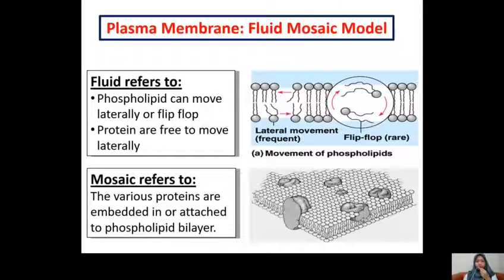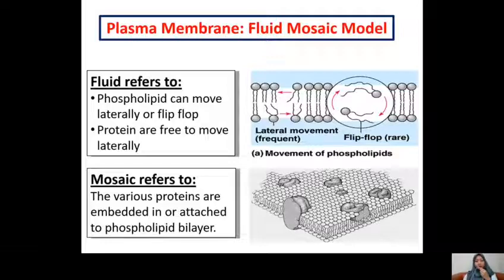Okay, to move on, there's a reason why we call it the fluid mosaic model. Based on Singer and Nicholson, the word fluid refers to the ability of the phospholipid to move laterally or flip-flop. So what does it mean by laterally? It can move from side to side. And flip-flop means it can move from upside to downside and conversely. Other than phospholipid, proteins are also free to move laterally. Hence, that is why we call it fluid.